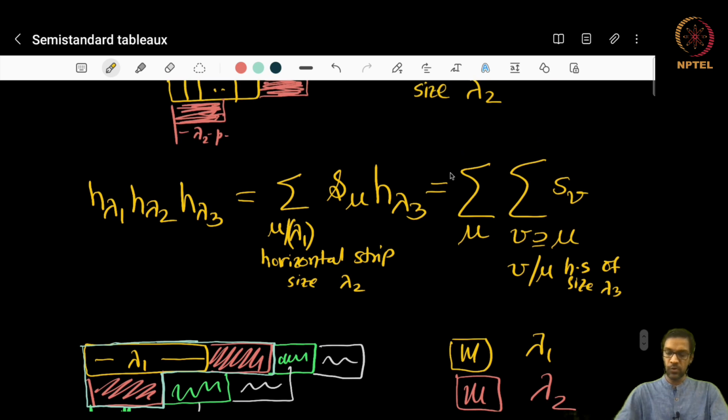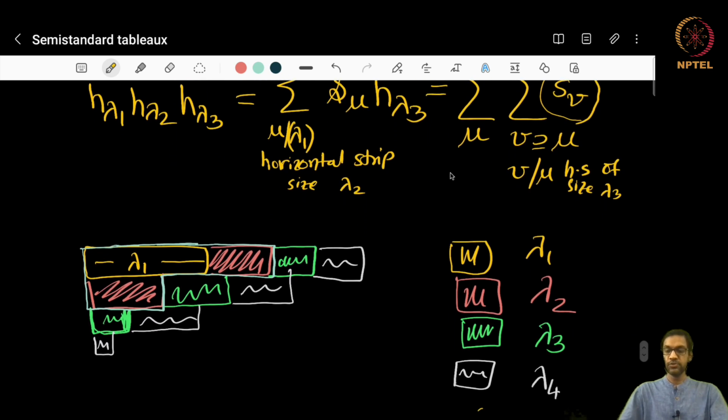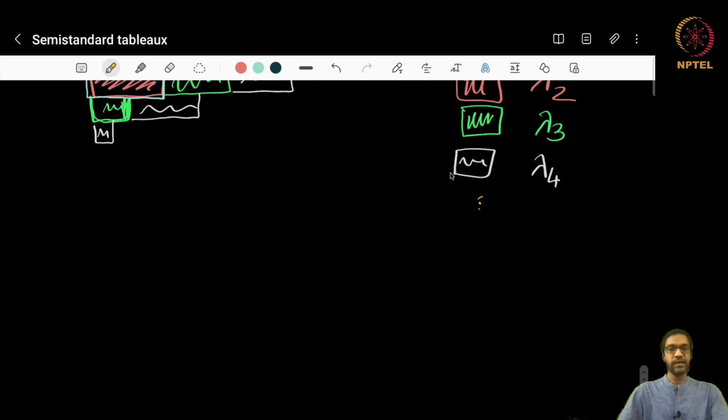And when you iterate all the way to the end, h lambda 1, lambda 2, lambda 3, all the way to lambda L, the final answer is just going to be a sum of Schur functions. But what Schur functions are you going to get at the end? They are going to be exactly the Schur functions indexed by all possible final shapes that can be obtained by this process of successive attachment of boxes. So this is successive attachment of horizontal strips. That's what it means. Let's just say that verbally.